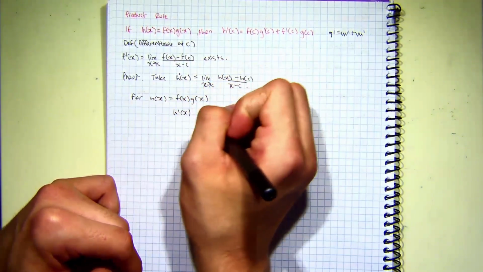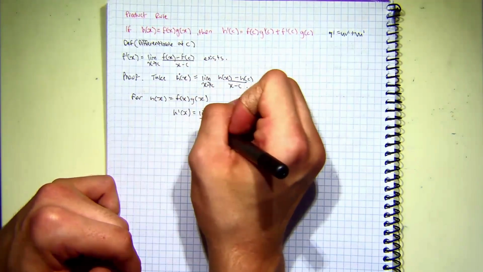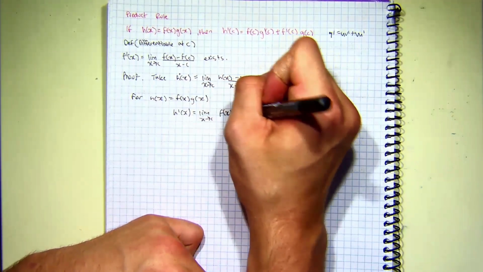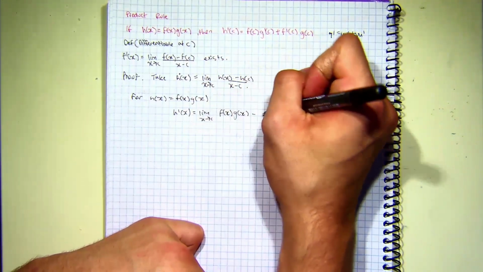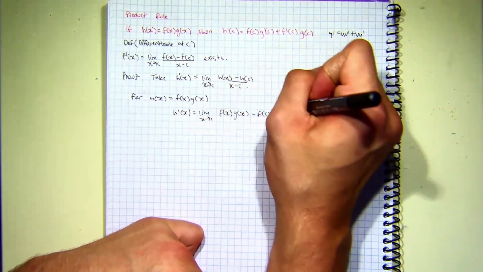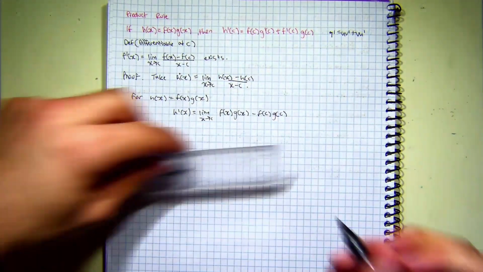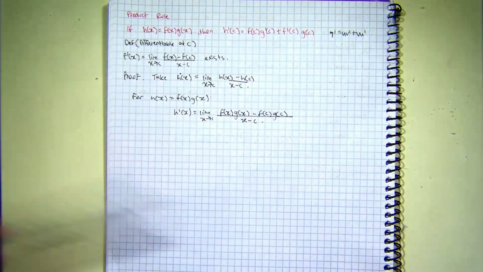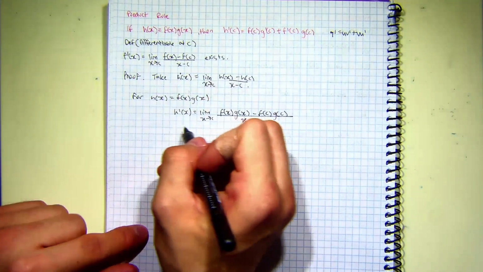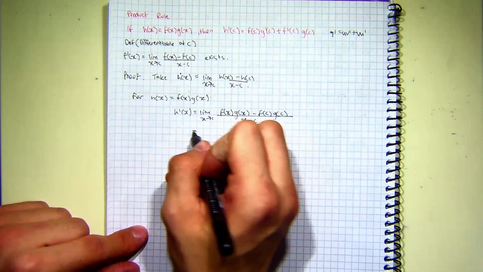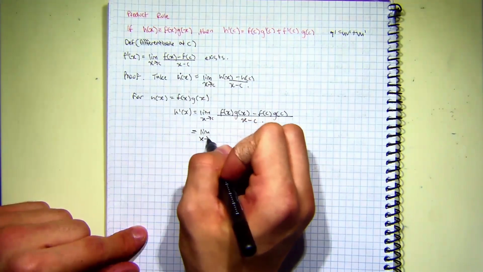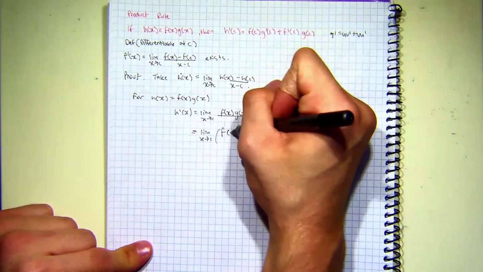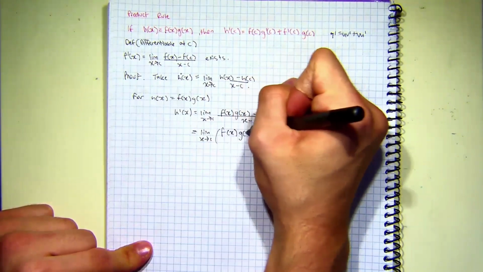h prime of x will become the limit as x approaches c of f of x times g of x minus f of c times g of c over x minus c. Okay? So then this will become, just going to put some brackets so it's a bit neater, this will become f of x times g of x.